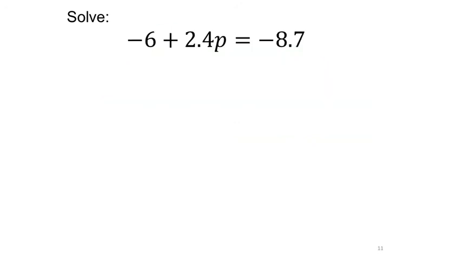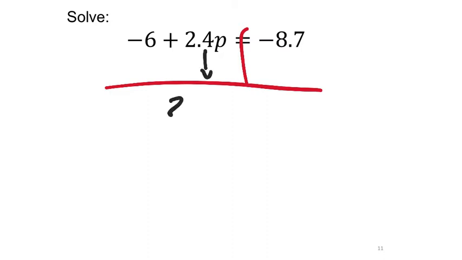Here's a nice two-stepper. I've got pretty much all the p's on the left, but I've got that negative 6 with it as well. I don't want that there. What I'd like to do is be able to just drop this 2.4p. So I would need to add 0 to it, not negative 6. So I have to add 6 there to make that a 0.